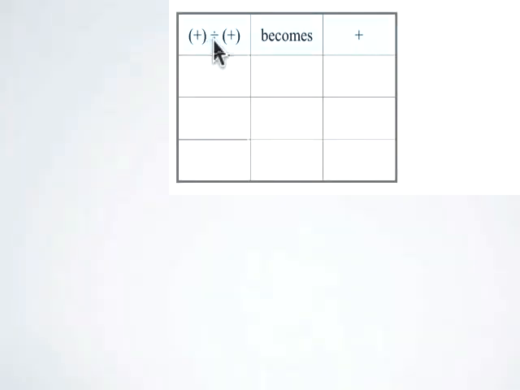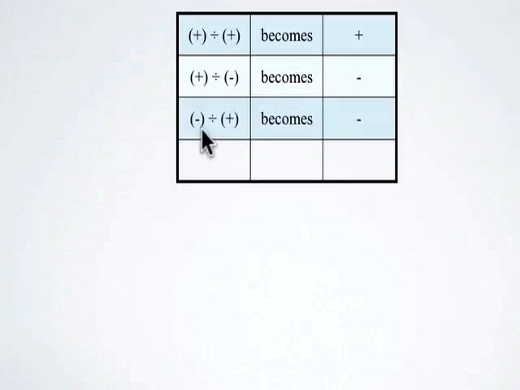A positive divided by a positive gives a positive answer. A positive divided by a negative gives a negative answer. A negative divided by a positive gives a negative answer. And a negative divided by a negative gives a positive answer. So same signs gives a positive, different signs gives a negative.